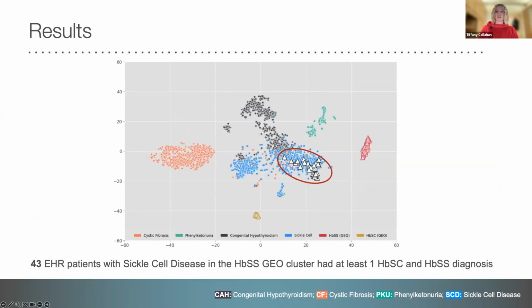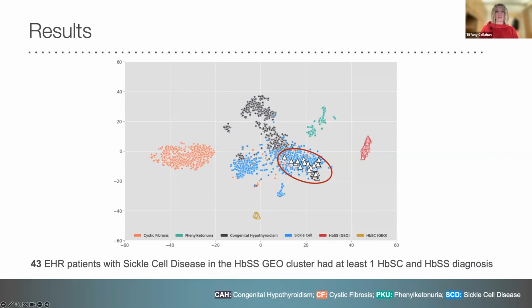So using the clustering assignment to infer the EHR-based patients with sickle cell disease genotypes helped us to actually identify and resolve and correct the genotype for 43 patients from our EHR who we had discovered had diagnoses that were indicative of both genotypes. So they didn't have one clear set of diagnosis codes that pointed to one genotype or the other.